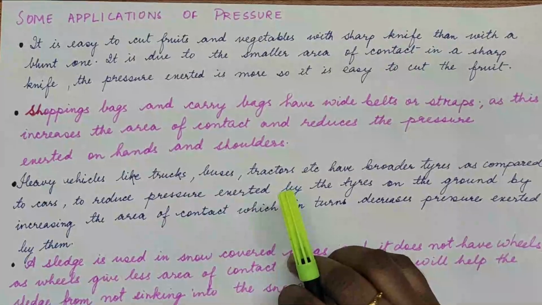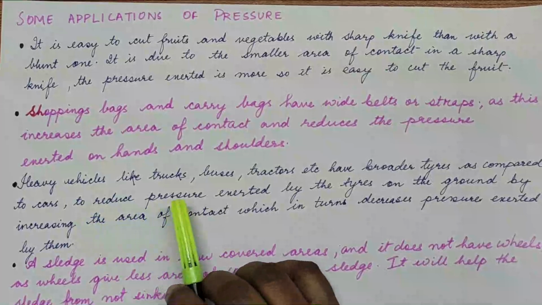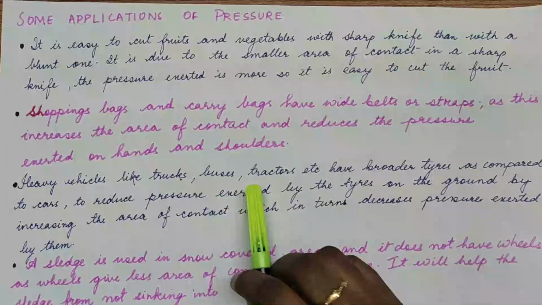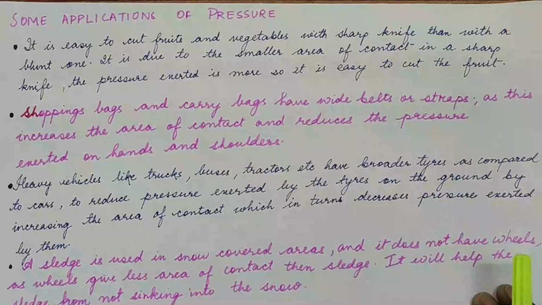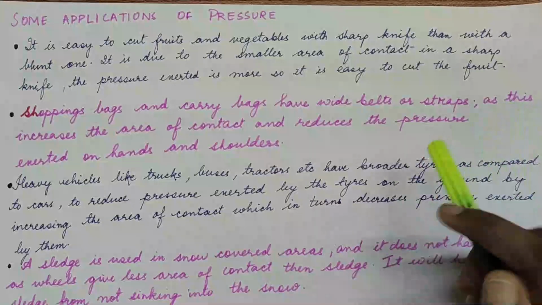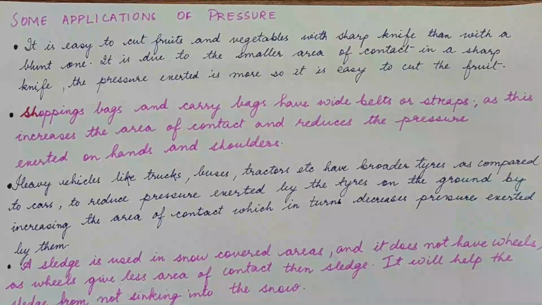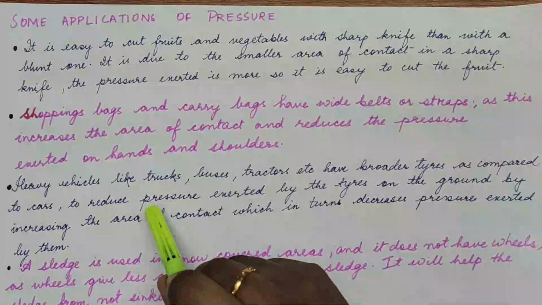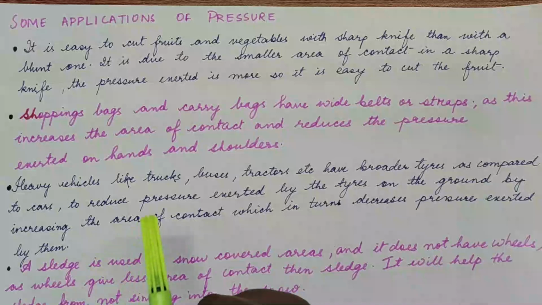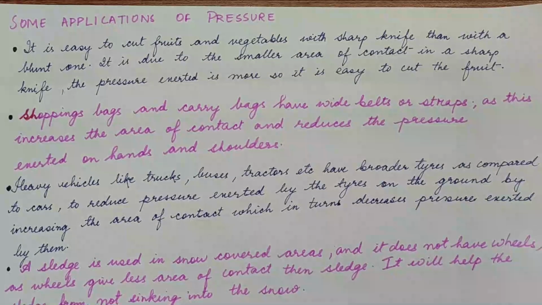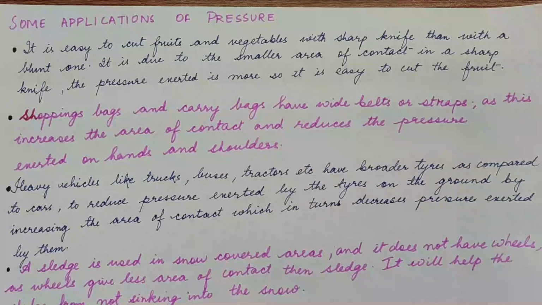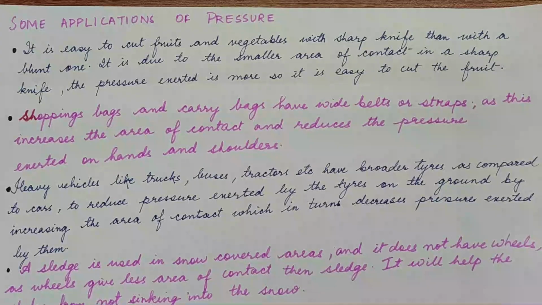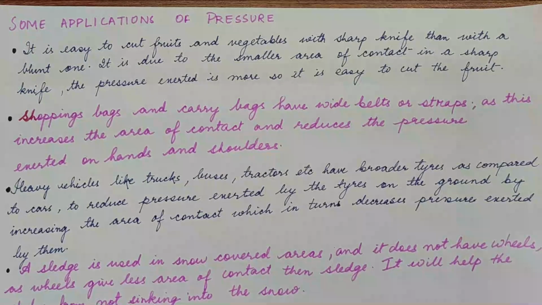And heavy vehicles like trucks, buses, and tractors have tires that are larger and broader as compared to cars, because broader tires give more surface area, thus increasing the area of contact, which in turn decreases the pressure exerted by the heavy vehicles on the ground.